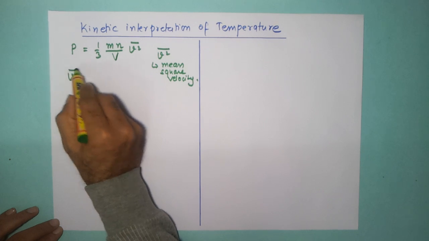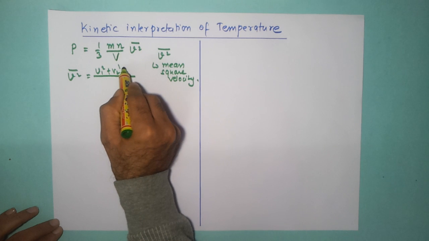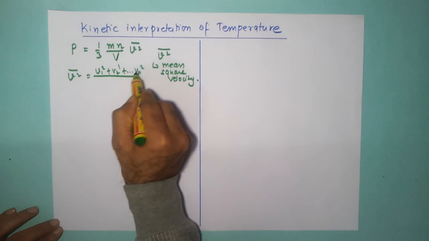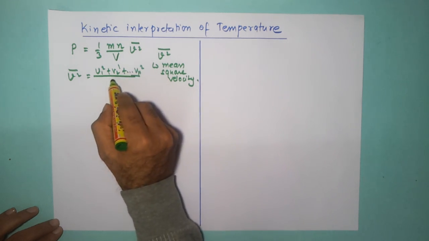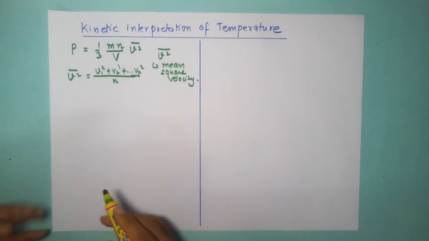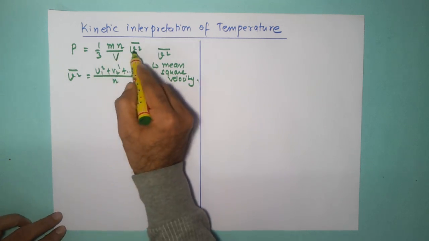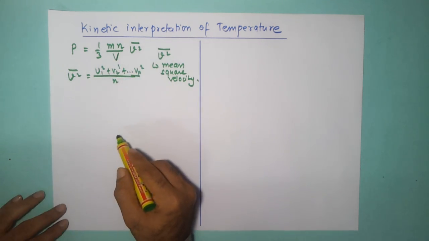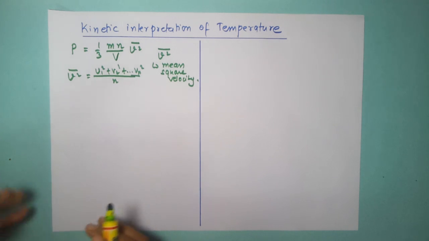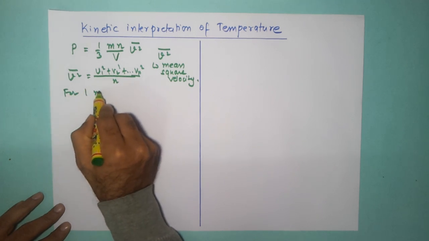and v square bar is equal to v1 square plus v2 square plus up to vN square, divided by N. So this is the mean square velocity of all the molecules put together. So the pressure of the gas is 1 upon 3 mN upon V times v square bar. Now let us say the gas that we are looking at is 1 mole of gas.